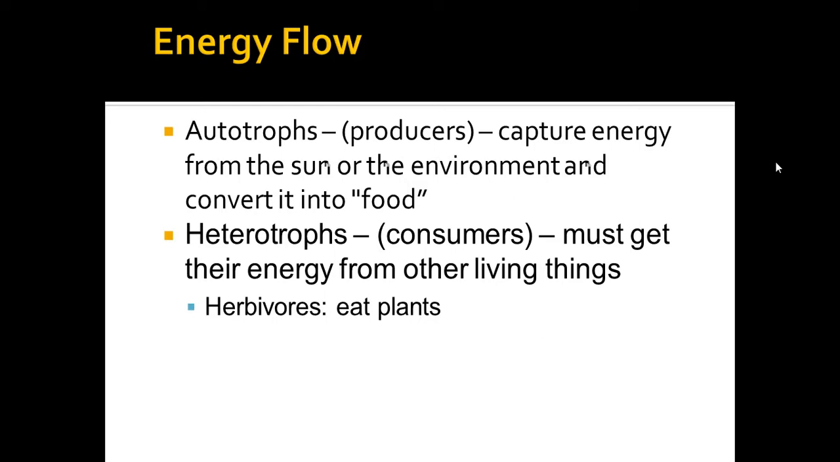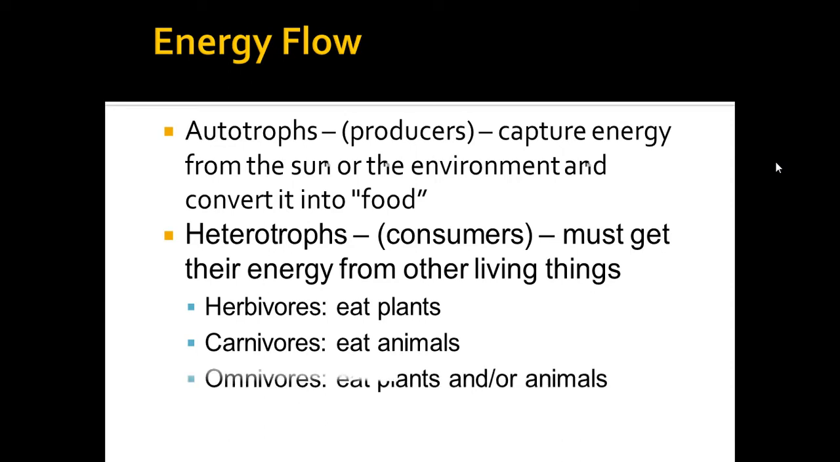Herbivores get their energy through eating only plants. Carnivores get their energy through eating other animals. And don't forget that animals include insects. Omnivores are organisms that eat both plants and animals for their energy, such as bears. They survive on berries and fruits, as well as things like fish.